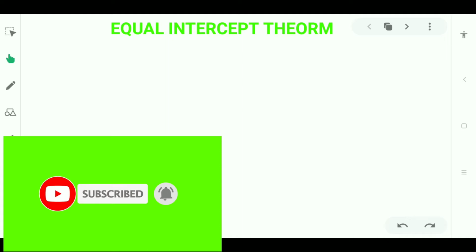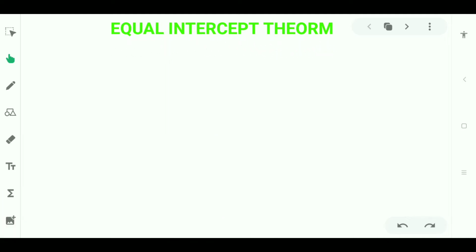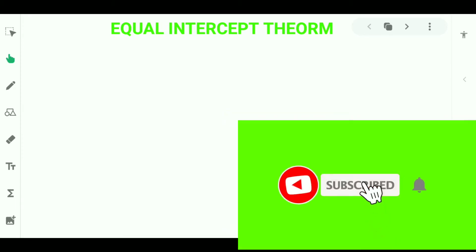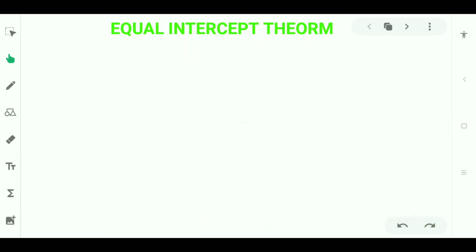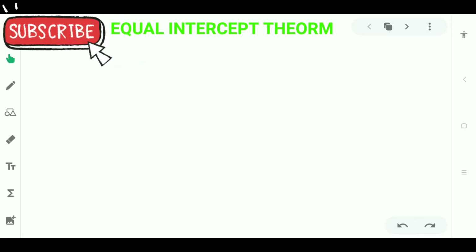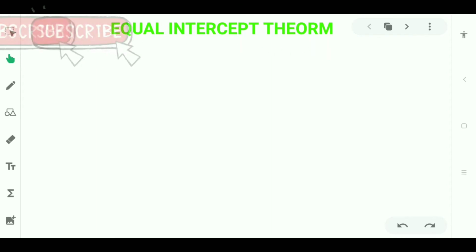So today we are going to discuss the topic equal intercept theorem. In the previous video we did problems based on the midpoint theorem and its converse. Now we are going to do the equal intercept theorem, and we are going to do only one problem in this video so that we get to know what the equal intercept theorem is. In the next video we will be doing problems on the equal intercept theorem.